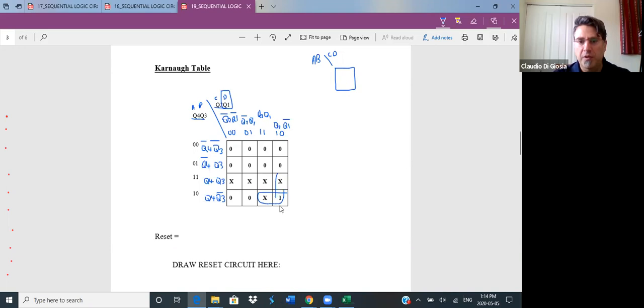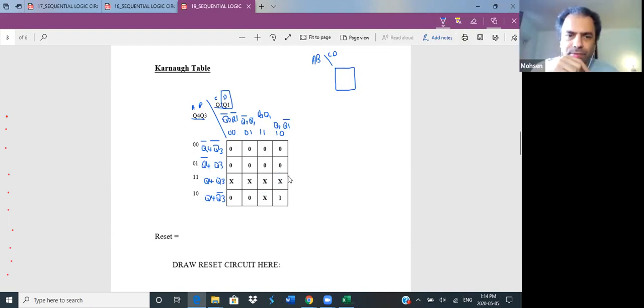So ideally, what those x's are good for is, I can make a group of 2 here, I can make a group of 2 here, but ideally, what do you guys see in terms of grouping? What would be the best group with that 1? 4. You can make one group of 4 right over here.